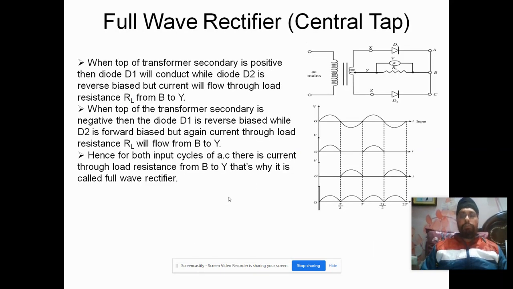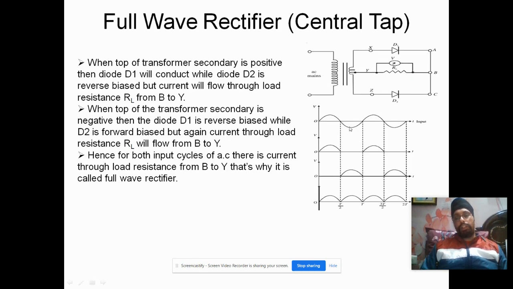Full wave rectifier, which is of center tap type. Center tap means we will tap the transformer at the center, so that during the positive cycle of the AC, this x is plus, this z is minus, and this is again plus. So D1 will conduct, D2 will not be conducting because it will be reverse biased during the positive cycle. This will conduct and current will flow through the load resistance from B to Y.